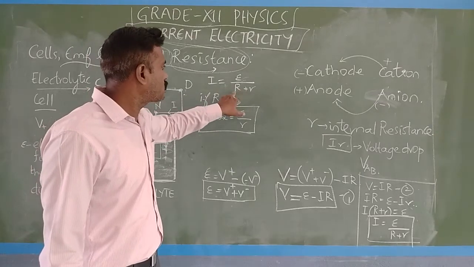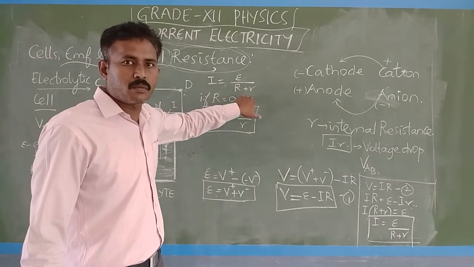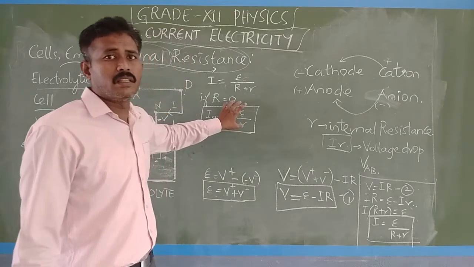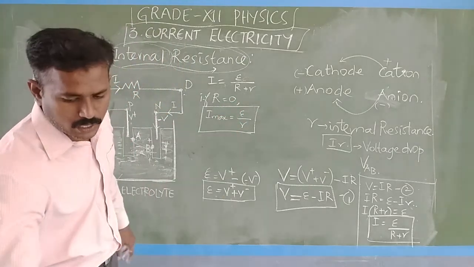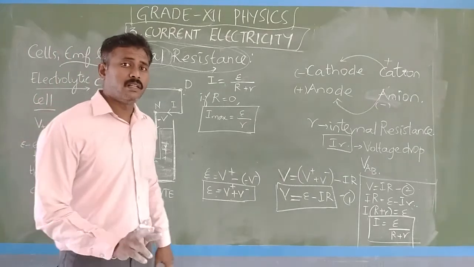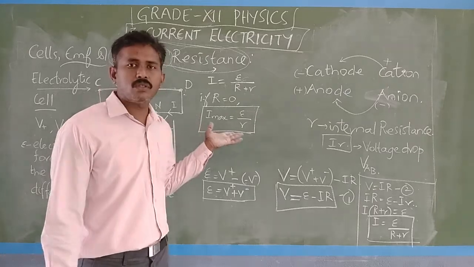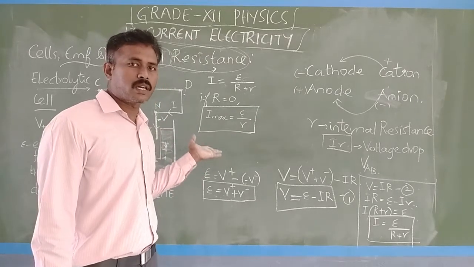So this is the maximum current that can flow through the electrolytic cell, and for the safety of the electrolytic cell, the current values will not be allowed to exceed this maximum.